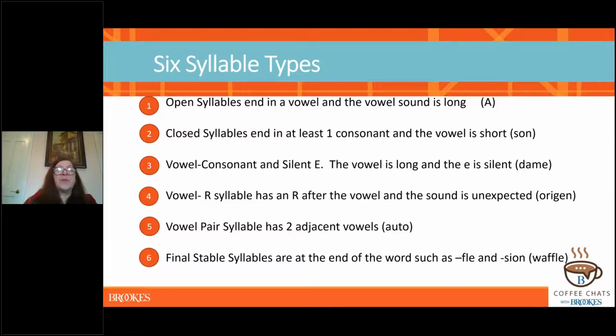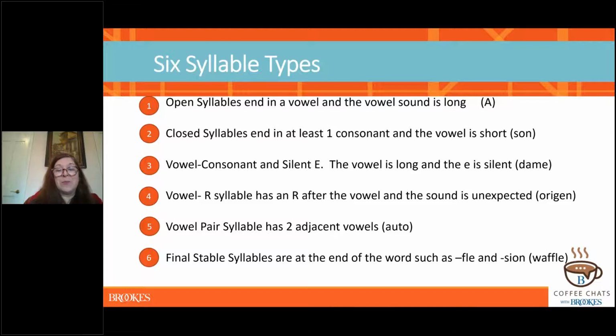And so, for example, in Spanish, the vowel sounds never change, so they don't really have to know about syllable types. The vowel consonant E, right, that silent E, well, that pattern exists in many languages, but the E is not silent. The vowel R syllable, right? We say in English that the vowel and that R makes an unexpected sound, but in languages like Spanish, it says or and it never changes. So it's not unexpected.